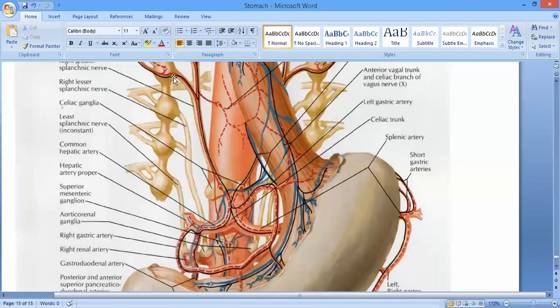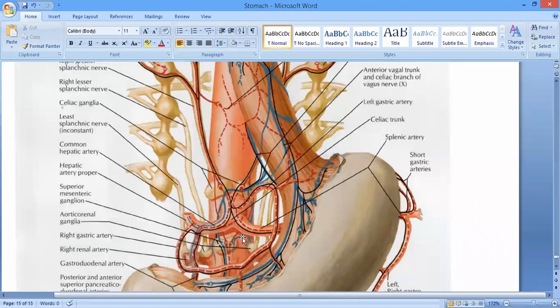So these fibers, the greater, lesser, and least splanchnic nerves, are going to enter the ganglia. And now we have the relay, they are going to be the post-ganglionic fibers. These fibers are pre-ganglionic. They are going to give the post-ganglionic fibers and make the network here.